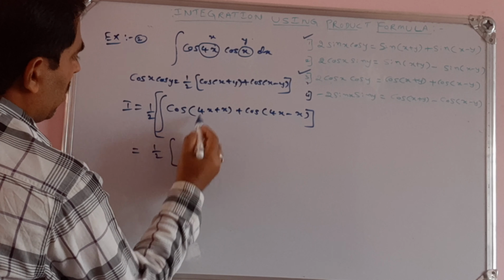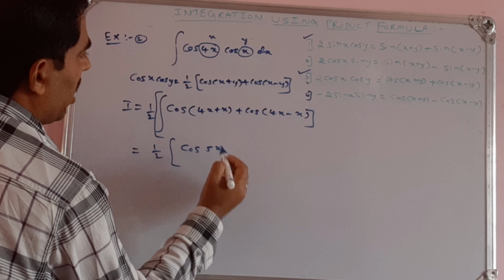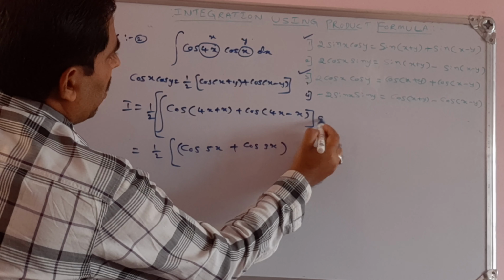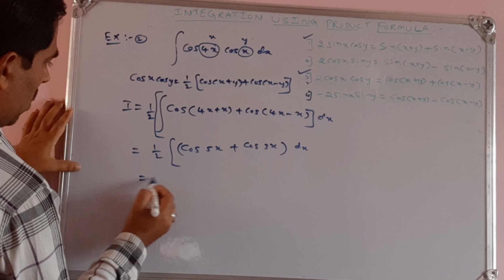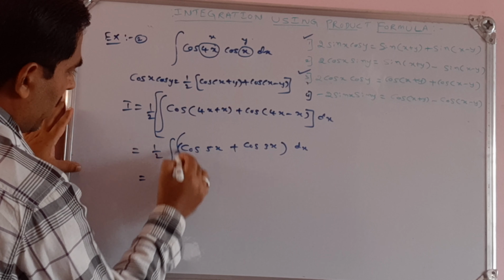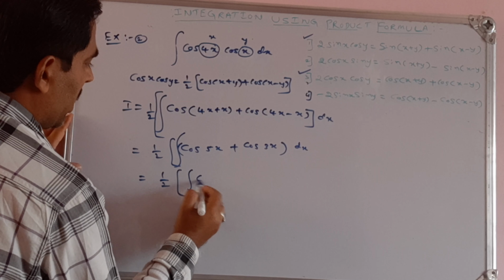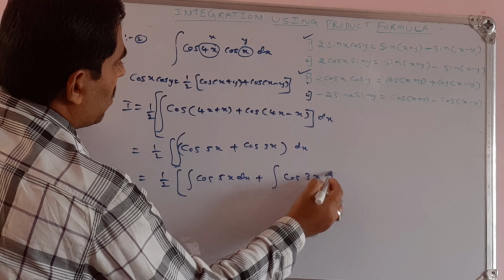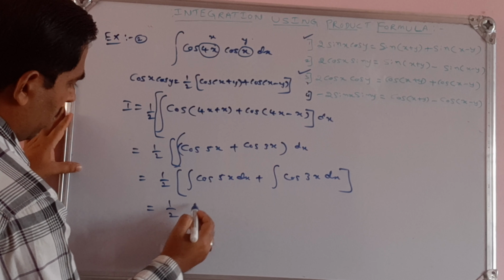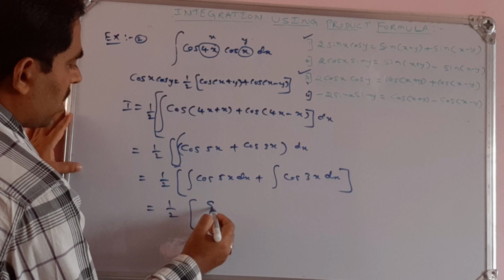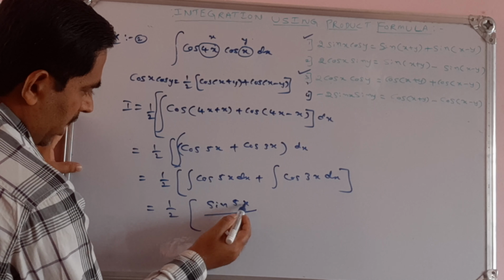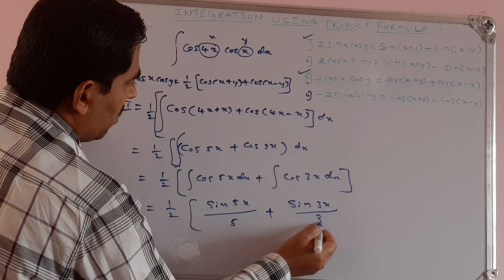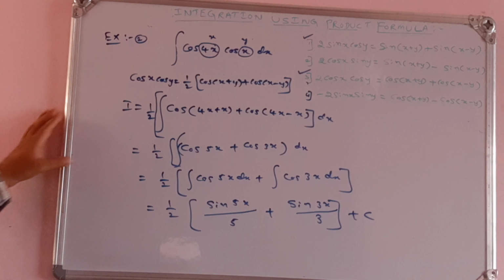Then half into, cos of 4x plus x is 5x, plus cos of 4x minus x is 3x, with respect to x. Now half into the integration of this. So we have to integrate these two separately: integration of cos 5x with respect to x plus integration of cos 3x with respect to x. Now integration of cos is what? Sine. So that is sine 5x, and we write the coefficient of x in the denominator. So integration of cos 3x is sine 3x divided by the coefficient of x, plus c.